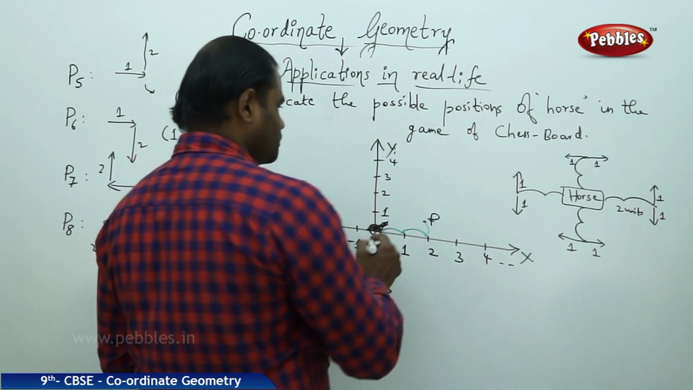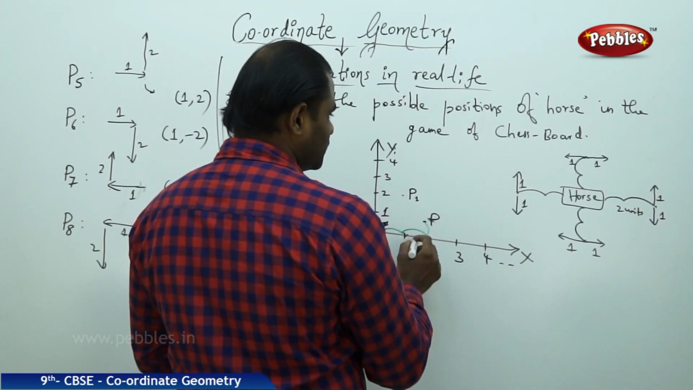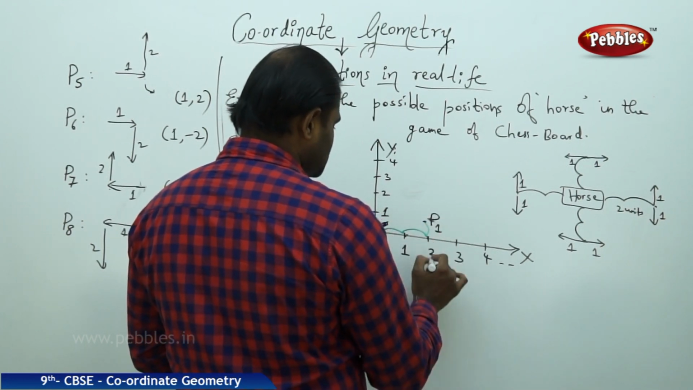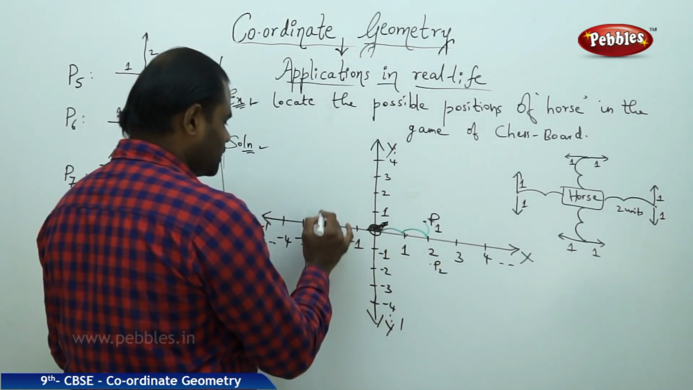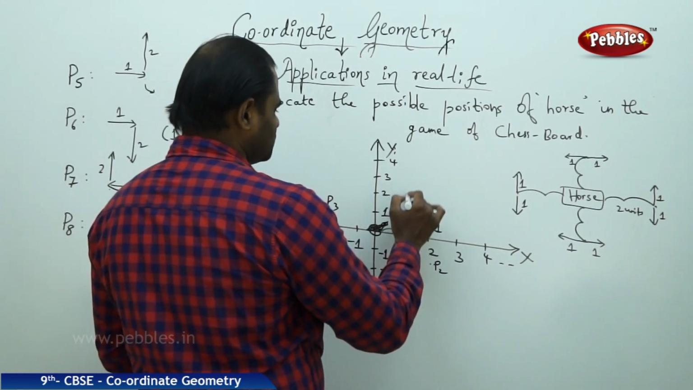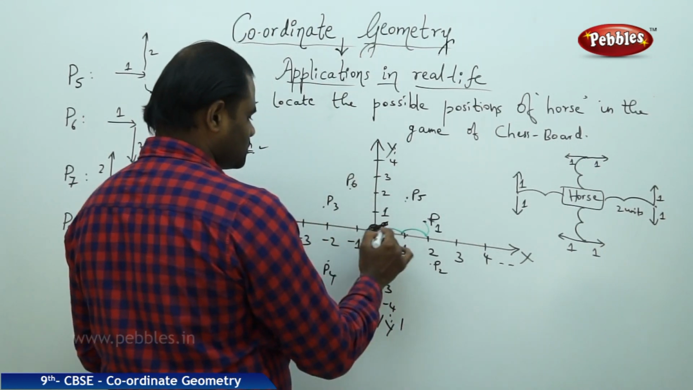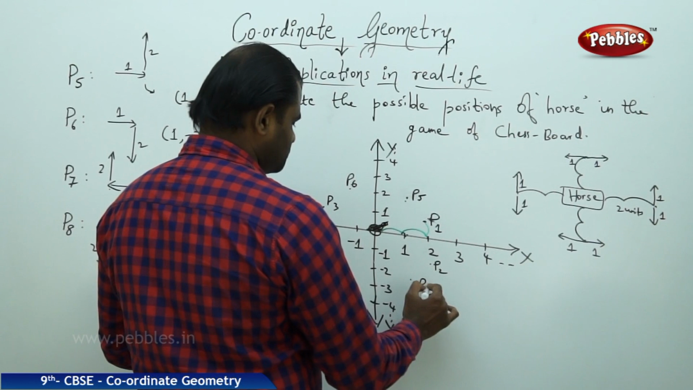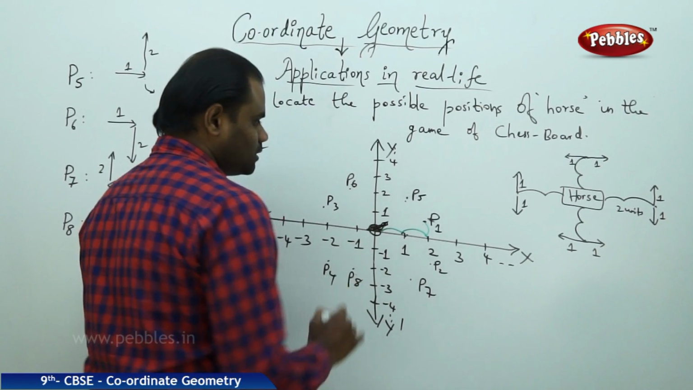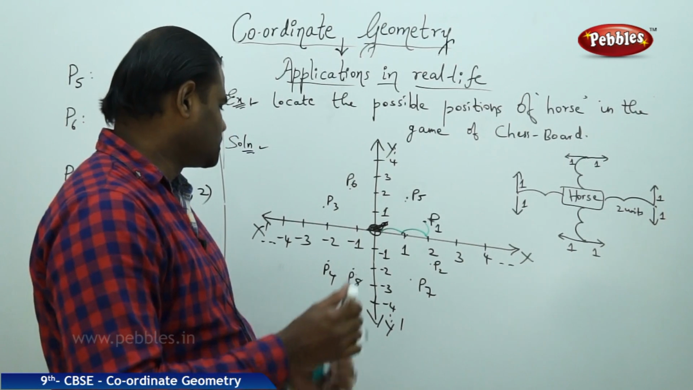The first position being 2 units right and 1 unit up, and this being P2, and this being P3, and this being P4, and then P5, P6, P7 and P8 are the different types of positions which are made by the Cartesian system.